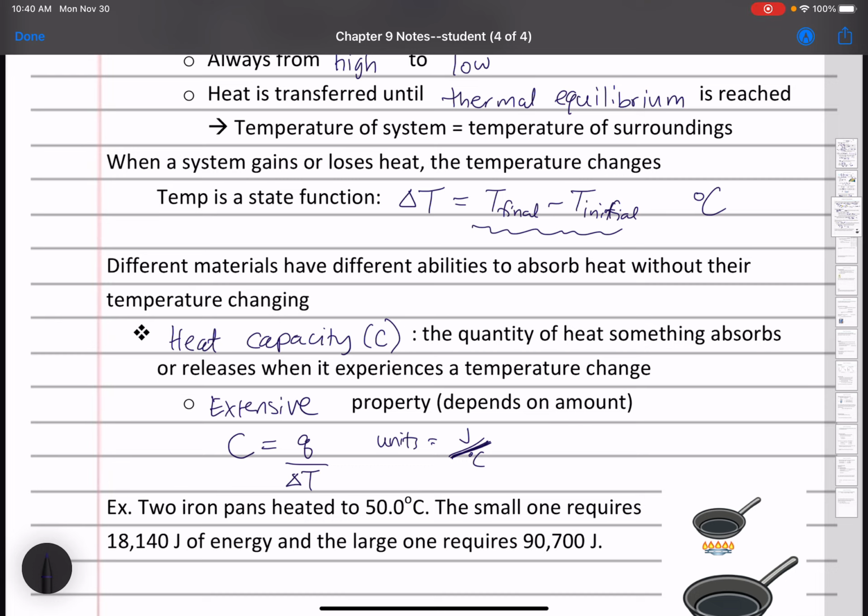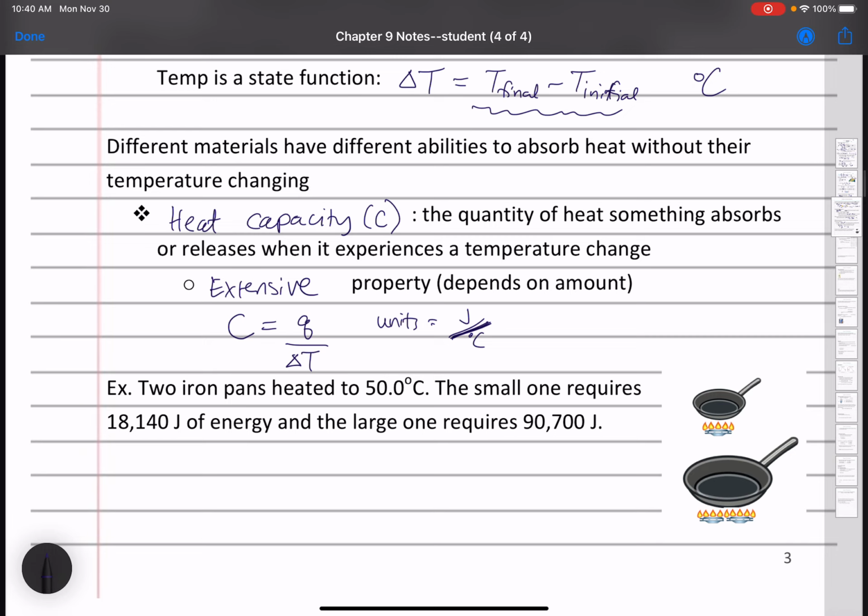An example of heat capacity: we have 2 different iron pans. They're made of the same material, but they're different sizes. If we wanted to heat the pan up to 50 degrees, it's going to take more heat to heat the large pan than the small pan. So if we take these 2 iron pans and heat them to 50 degrees Celsius, the large one is going to require more energy than the small one.